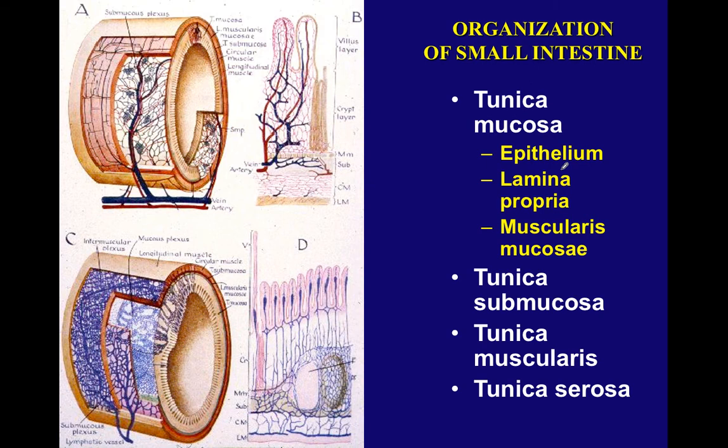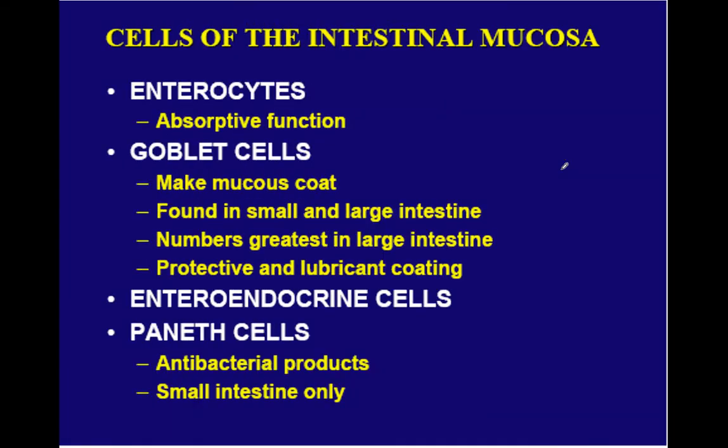As I said before, we have the tunica mucosa, submucosa, muscularis, and tunica serosa. So we start with the small intestine mucosa. The epithelial layer will contain different cell types. We have the enterocyte, whose main function is absorption. We have the goblet cell, which is responsible for production of mucus, and this is very important for the protective and lubricant coating of the small intestine.